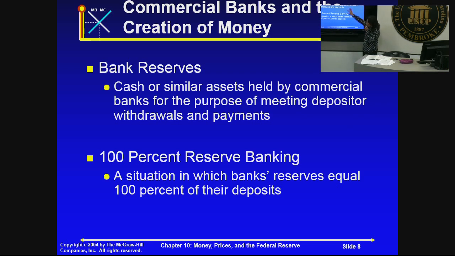So there are two types of banking system. One is called 100% reserve banking. And this so-called 100% reserve banking means whatever deposit that consumers deposit into your bank, you set it aside, 100% of it.